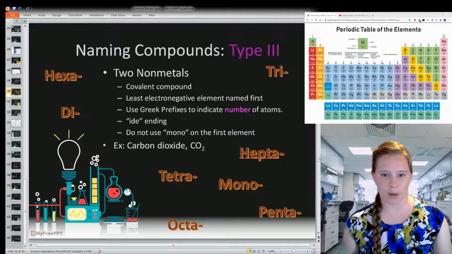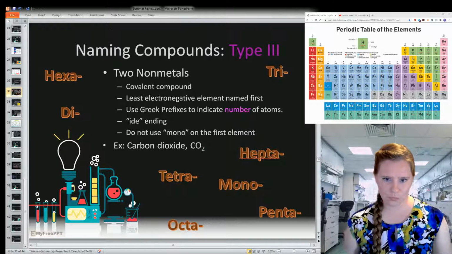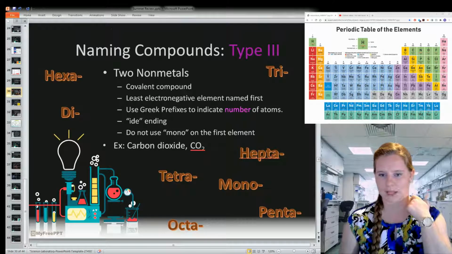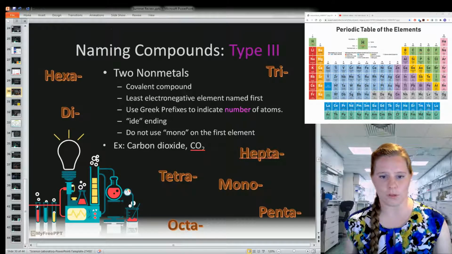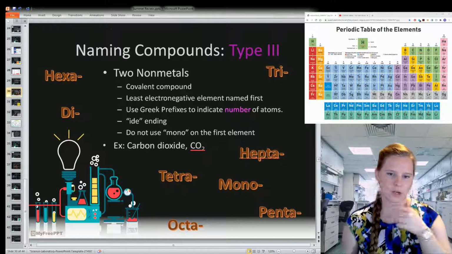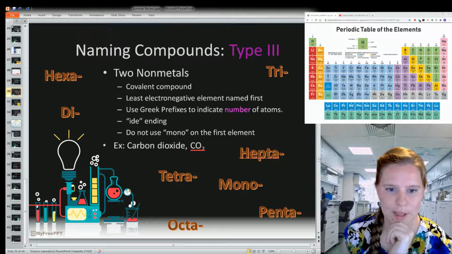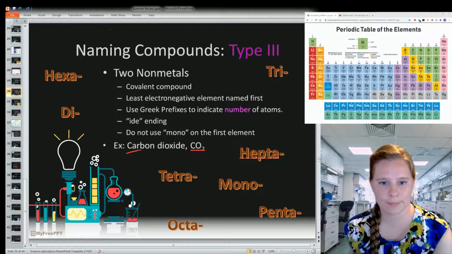So, for instance, carbon dioxide, CO2: there's 1 carbon, there's 2 oxygens, so it's carbon, di for 2, oxide. You do still have the "ide" ending. Most naming compounds have an "ide" ending, but we use di for 2. The only little exception here, and actually this is an example of it, is in the beginning, this carbon.